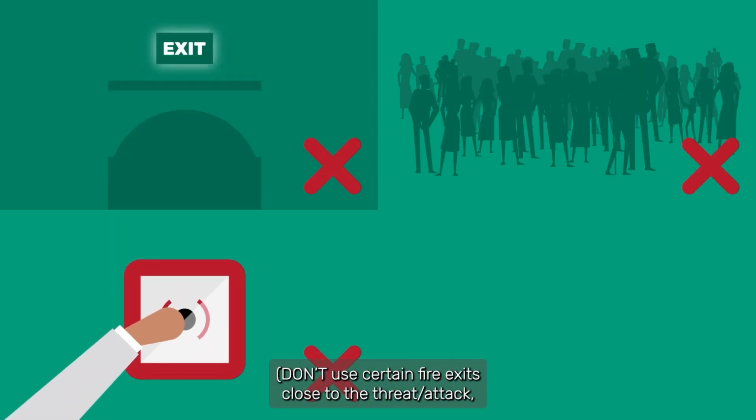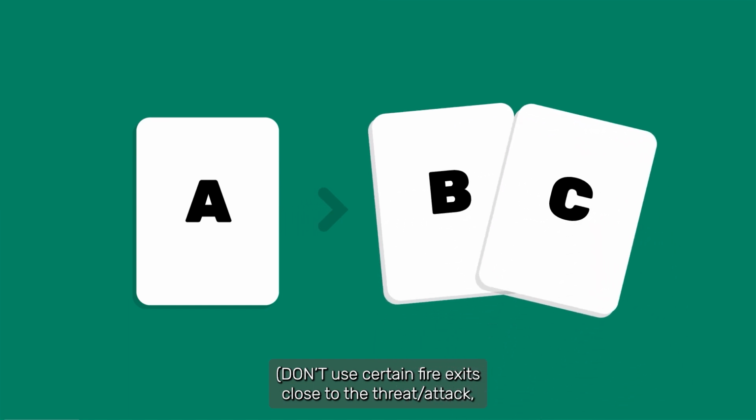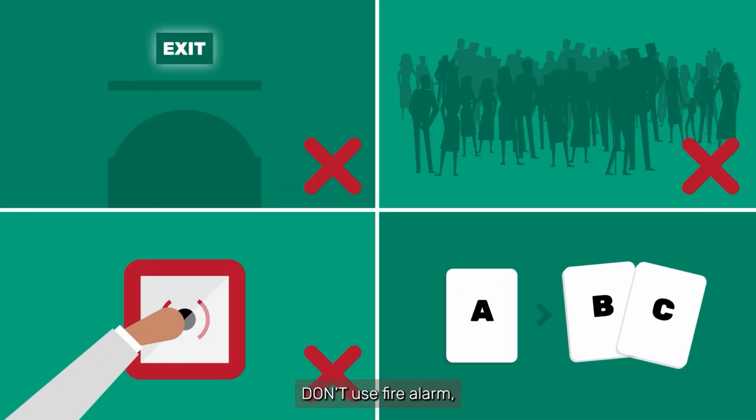Don't use certain fire exits close to the threat or attack. Disperse, don't assemble. Don't use a fire alarm. Prepare a different emergency evacuation plan for staff, volunteers, and worshippers with disabilities, etc.